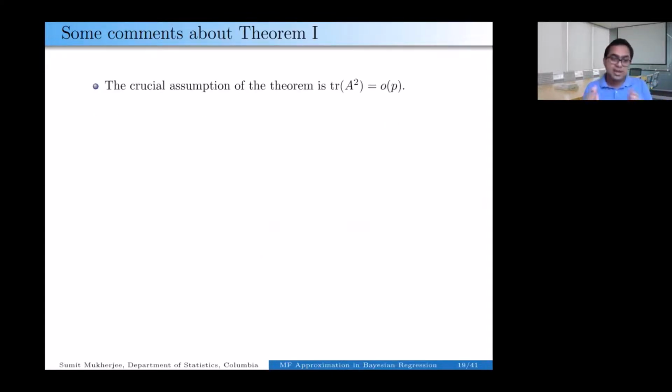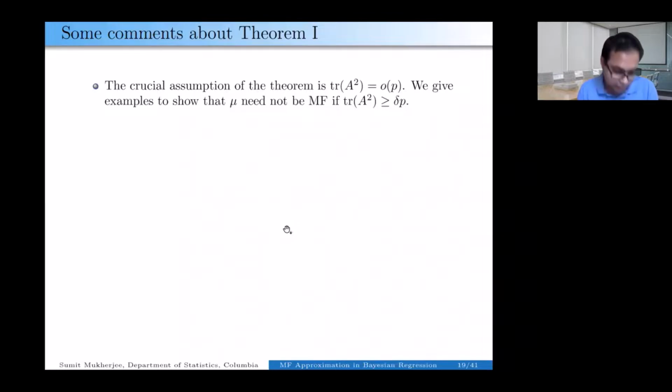So the crucial assumption is trace of A squared is smaller of p, right? So this is what gives you the mean field. And actually we show that this is sharp. So there are examples that mu is not mean field if trace of A squared is greater than some constant times p. And this also, it's not hard to construct examples. I'll give you one example in this talk.